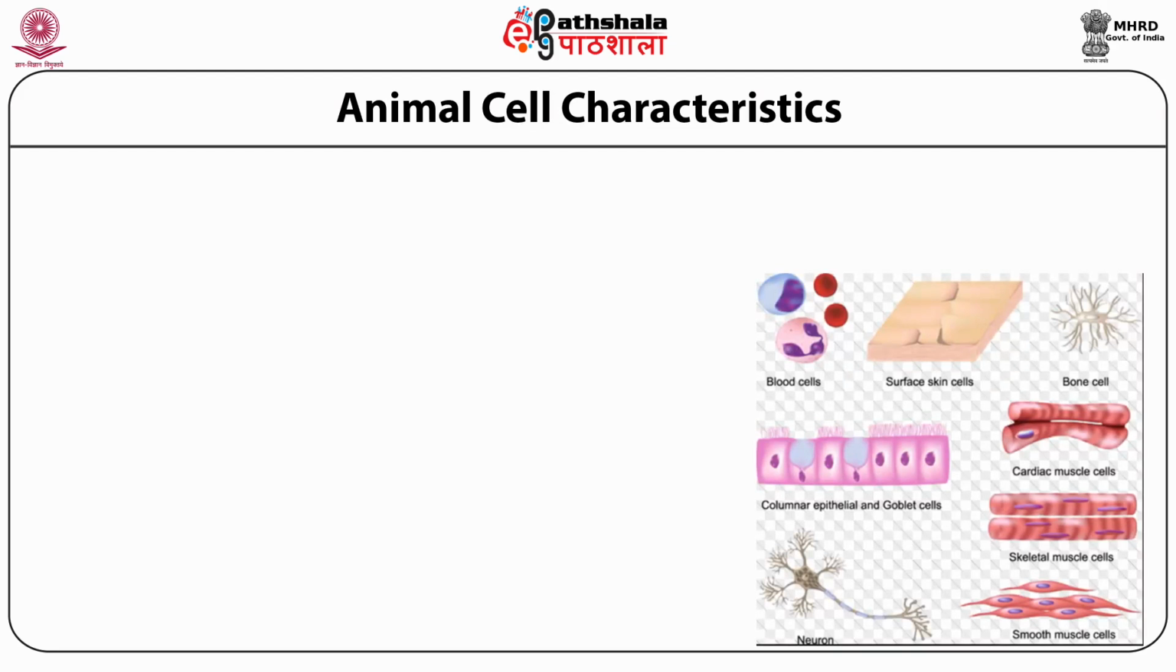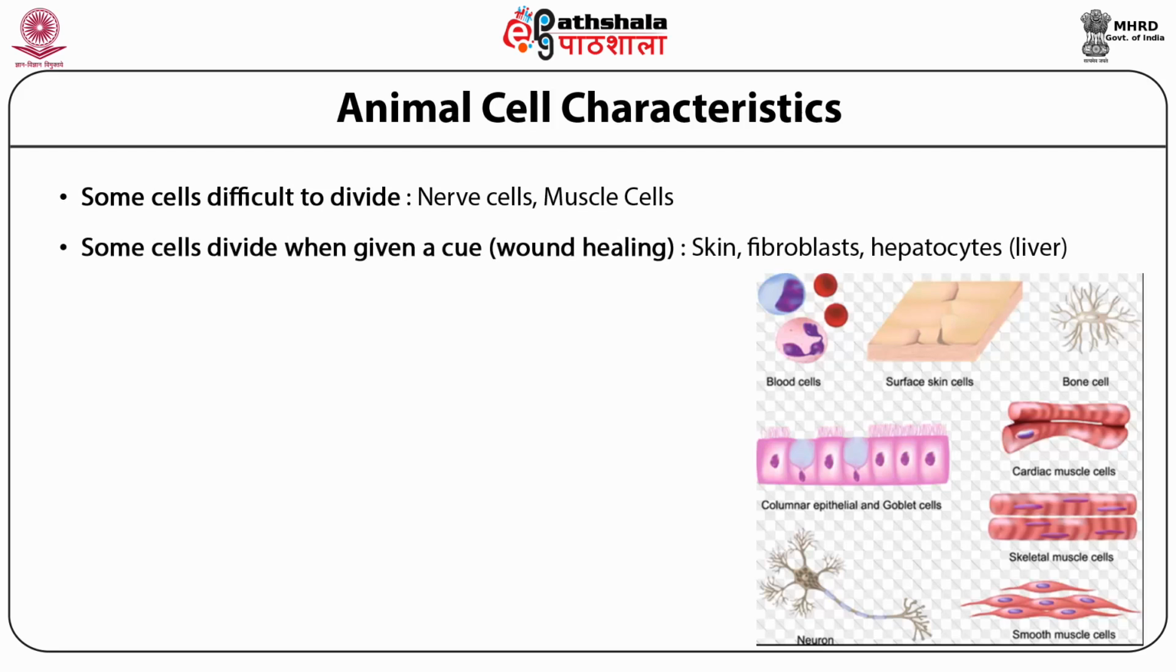Basically, depending on their culture capacity, one can divide the cells into one of the following categories. Cells which are difficult to divide, for instance, the nerve cells and the muscle cells. Some cells divide when given a cue. For instance, when there is a wound in the skin, the gaping wound is filled by regeneration of the skin cells. Liver is a remarkable internal organ which can regenerate even after it is cut two-thirds.